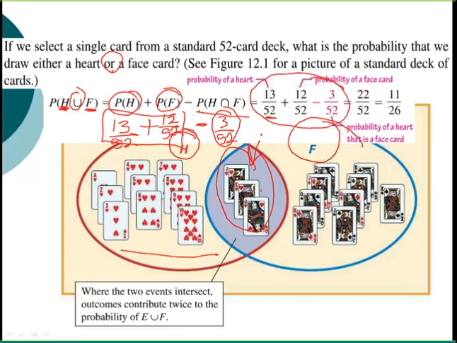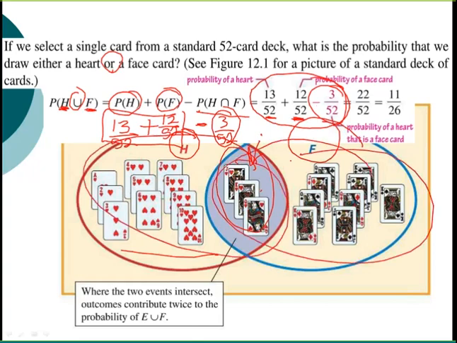So I take my 13 plus my 12, and then I subtract the face cards that are in both sets. Basically, if I add them here and then add them again here, I just added them twice. So I'm just cutting out the fact that I counted them twice, and it leaves me adding them up only once. That gives me a total of 22 out of 52, which reduces to 11 out of 26 as my chance of this happening. 11 out of 26 is basically a 42% chance.